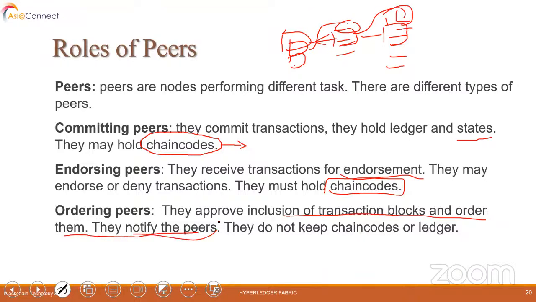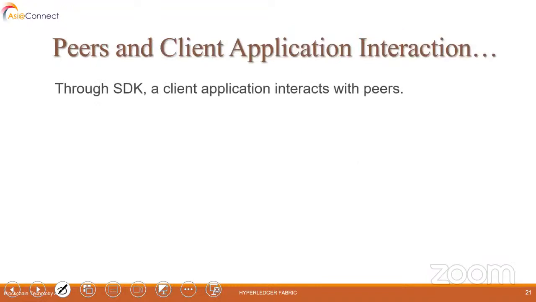They notify the peers whenever the blocks have been made and ordered. But remember that they need not keep copies of the chain code or ledger, because for them, it is only ordering that is required. I hope this is clear to everybody.